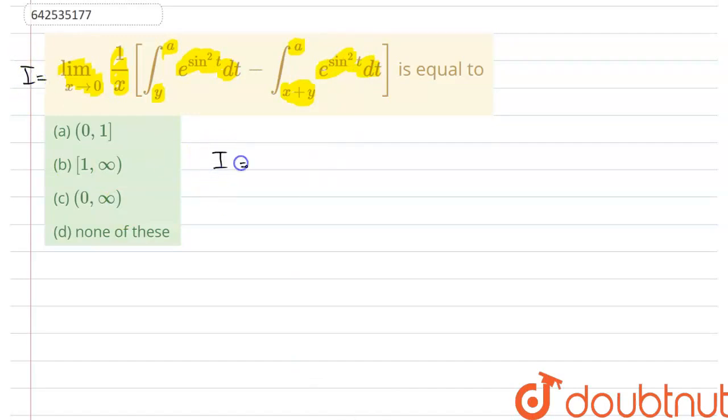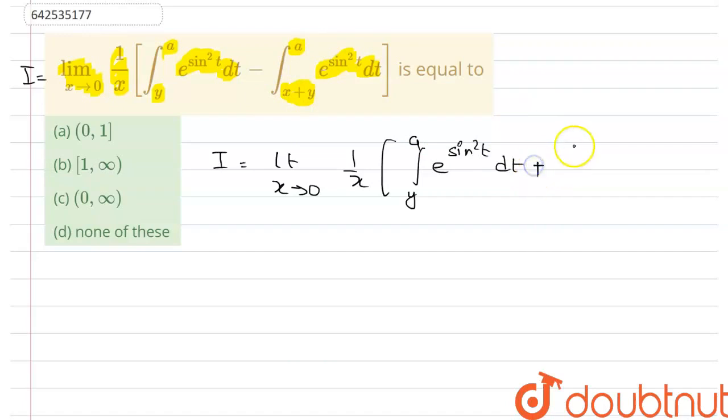So I can be written as limit x tending to 0, 1 by x, integration from y to a, e to the power sin square t dt. Now we will interchange the limit of this integral. So a minus sign will appear and minus minus will become plus, and so plus integration from a to x plus y. We have interchanged the limit of this integration, e to the power sin square t dt.